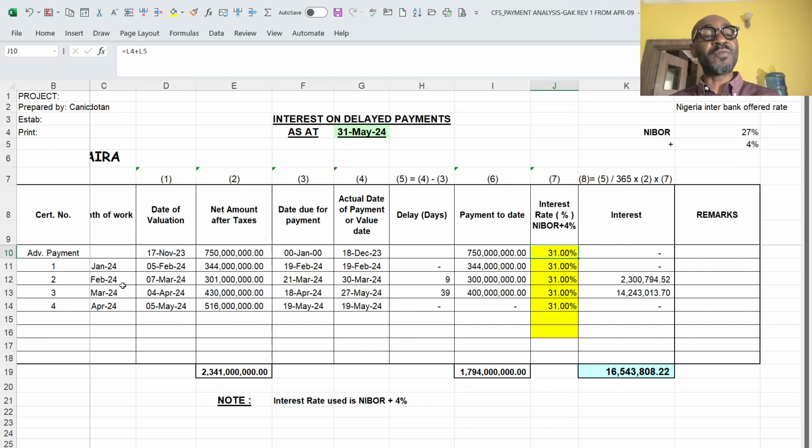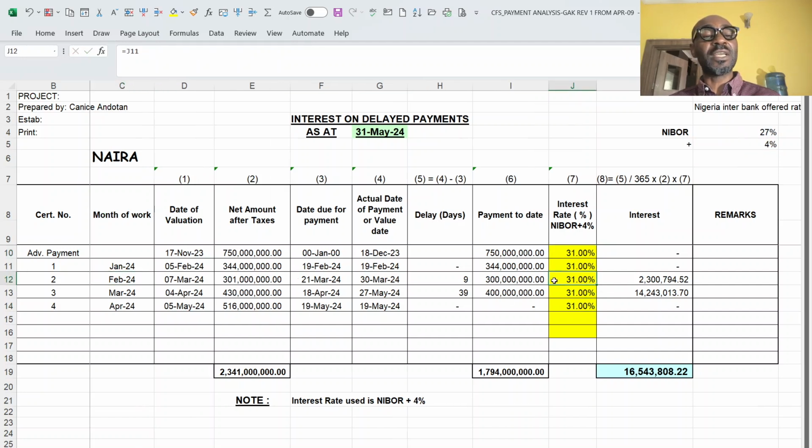So if, say, in February it has either gone down or gone up, you copy this one and make that of January permanent, because in January it was 27. Say in February it now goes to 28, so February will now be 32. So it fluctuates. It's not something that is static all through the project. So every month you go to the website to check if it is still the same or if it has changed, and you apply whatever you see on the website in the month you are claiming for.